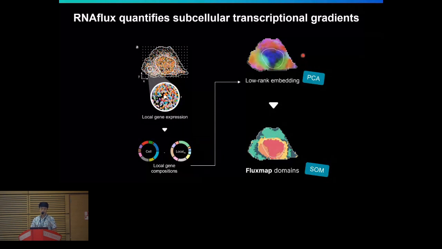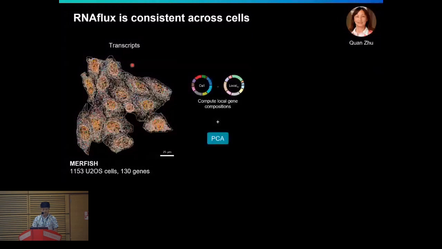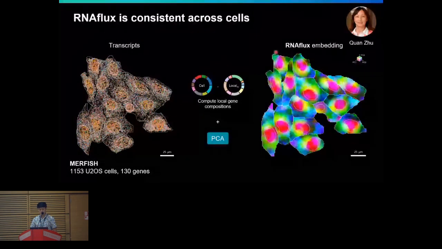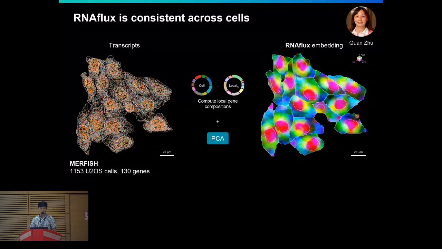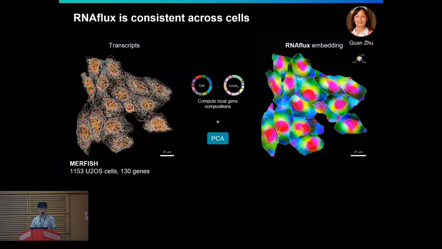And more convincingly, if we apply this method not to one cell, but multiple cells, we can see that we get these consistent embeddings across all of the cells at the same spatial locations. For example, red kind of highlights the nucleus, and this yellow, which is a mix of two colors, kind of highlights the periphery.